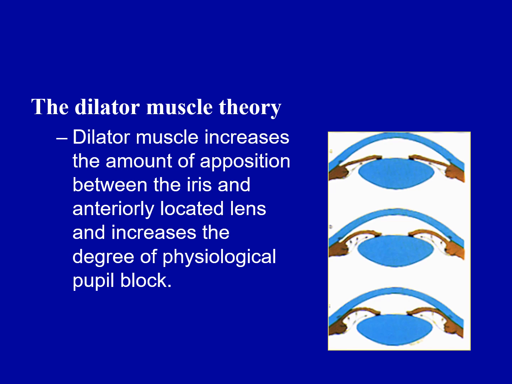The dilator muscle theory: the dilator muscle increases the amount of apposition between the iris and the anteriorly located lens and increases the degree of physiological pupil block.